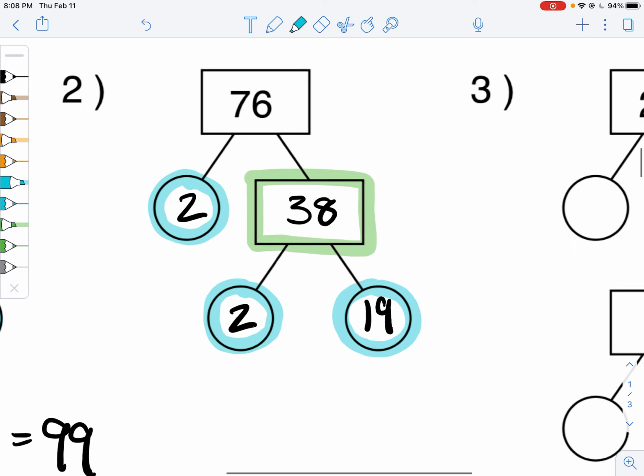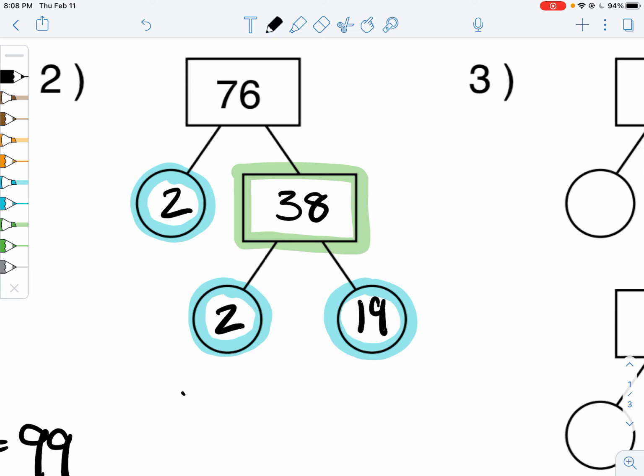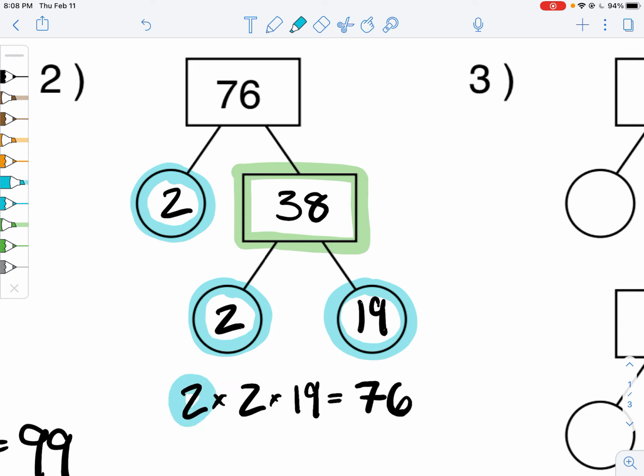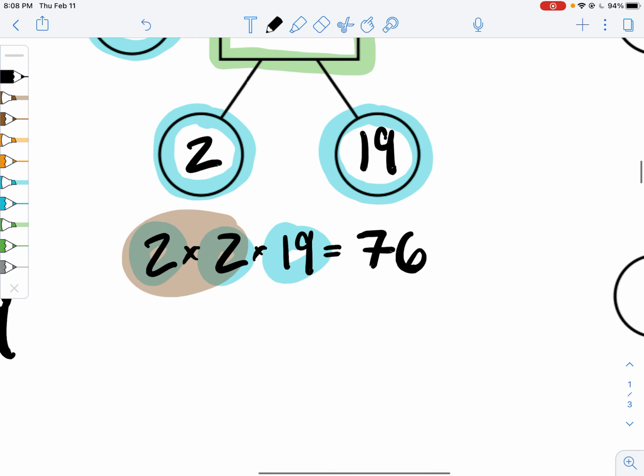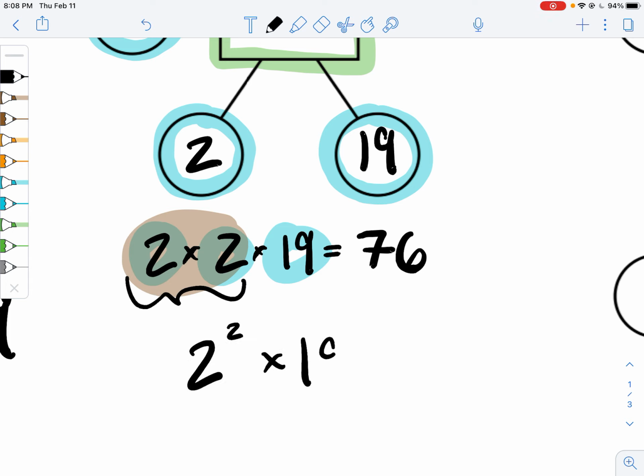So we're done. So that tells us that 2 times 2 times 2 equals, nope, that's not true. 2 times 2 times 19 equals 76. And again, we only include our prime numbers, 2 times 2 times 19. And since we have two 2's, not like the ballerina kind, but the multiple of 2 kind, that's the same thing as 2 squared. So 2 squared times 19 equals 76.